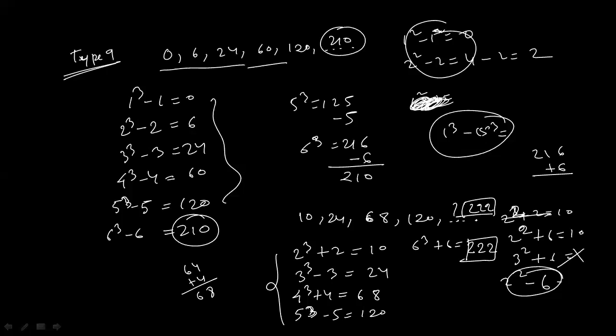So this type of question will come. This is type 9. Then let me discuss type 10. Type 10 is the combination of two different series.